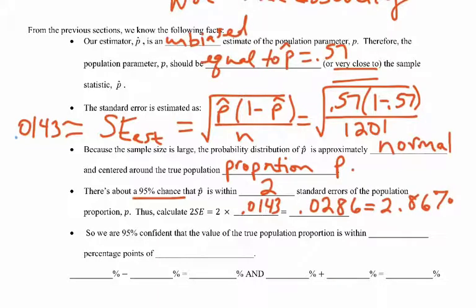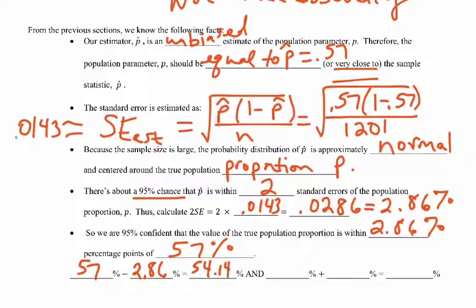So we are 95% confident that the value of the true population proportion is within 2.86 percentage points of the 57 that we were expecting to get. So if we take 57 and we subtract that 2.86, we get 54.14 as a lower bound. And if we take 57 and we add the 2.86, we get 59.86 as the upper bound. And that's our confidence interval. So our confidence interval means that we think the true population proportion is somewhere between those boundary points.